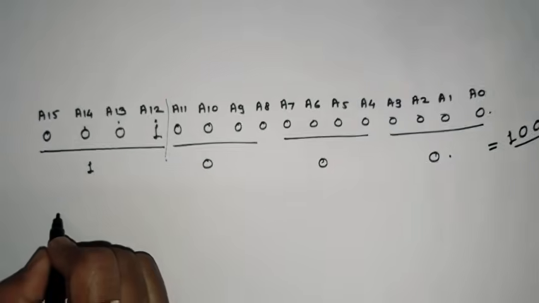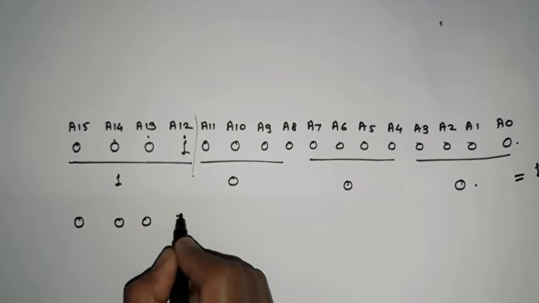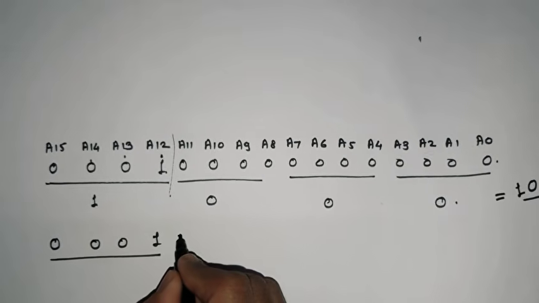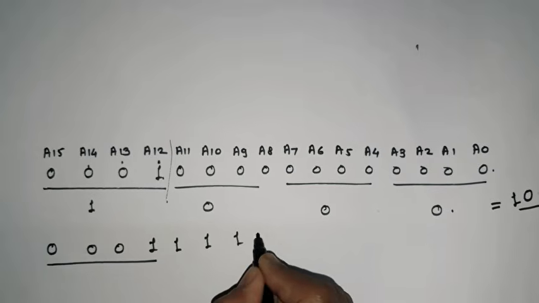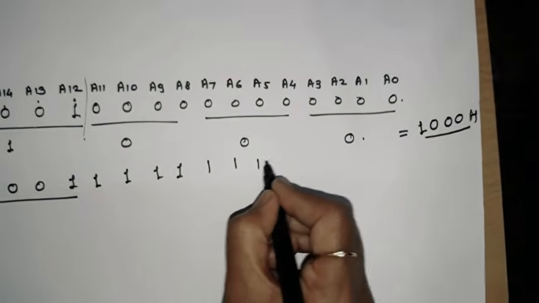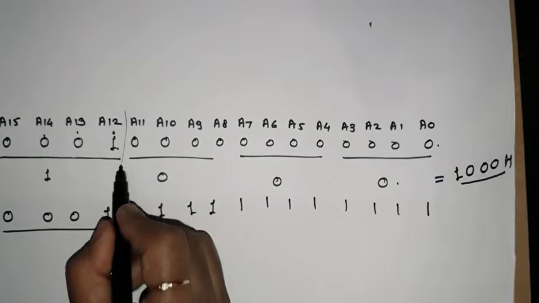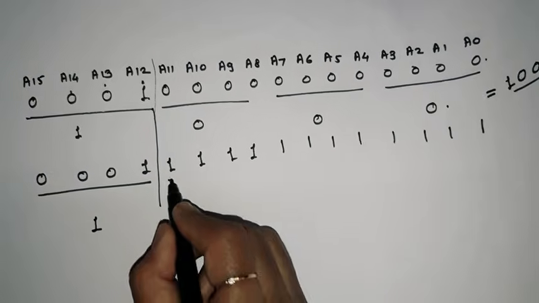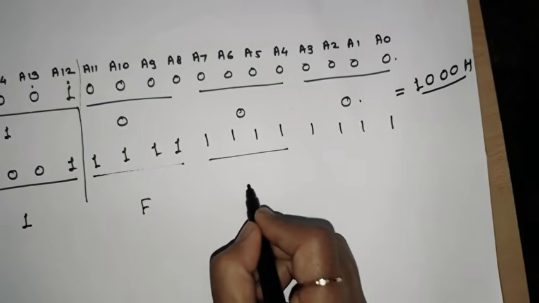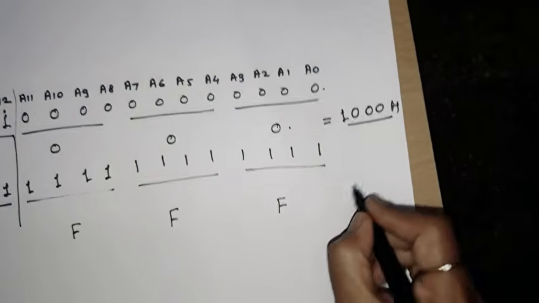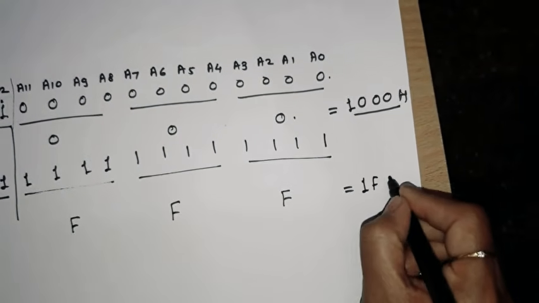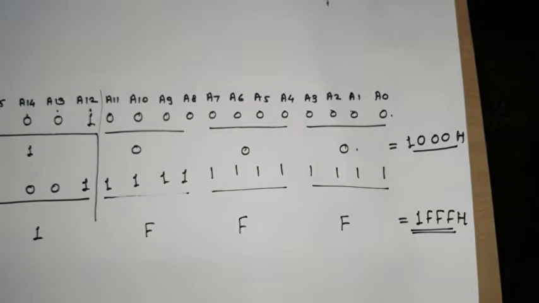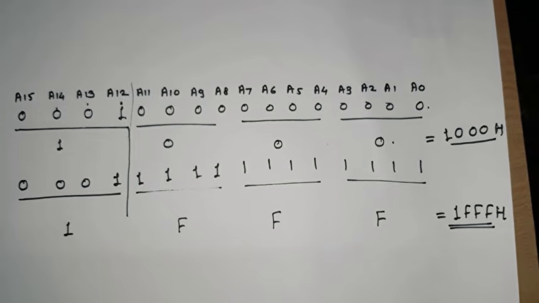Now again I will write here 0001, because it will not change. And now the remaining bits will change, that is 1, 1, 1, 1. So the hexadecimal address is 1, then F, F, and F. So this is the address 1FFFH. So the address range for this design is 1000H to 1FFFH. Thank you.